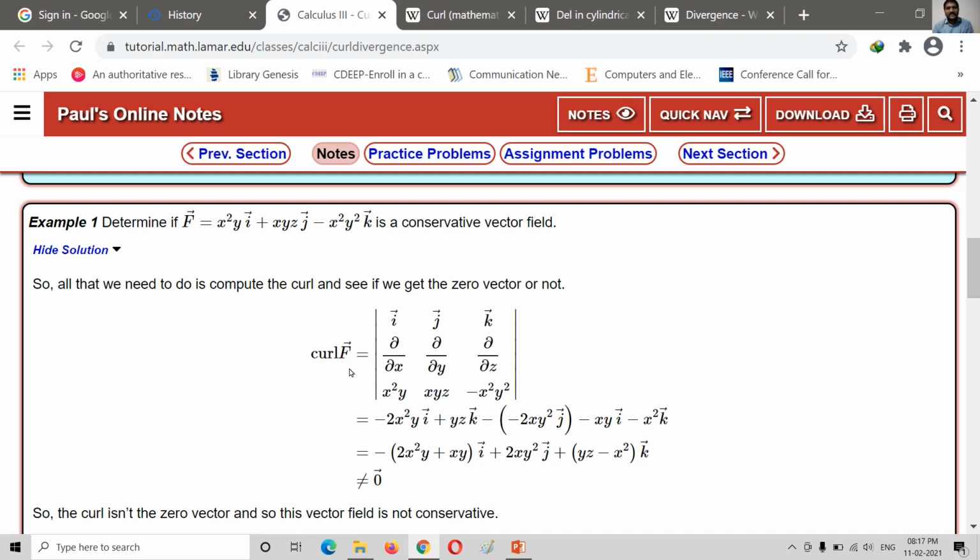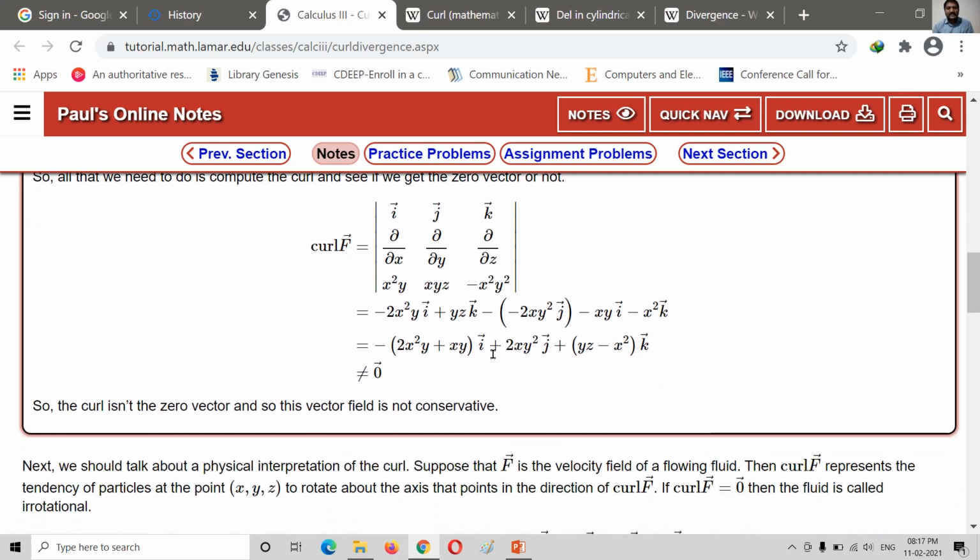So del bar cross F bar. First, try to understand the given vector in its particular coordinate system. The given vector is in the Cartesian coordinate system. Therefore, the curl of F bar equals the determinant with i bar, j bar, k bar in the first row, then the second row is del by del x, del by del y and del by del z, and F bar we put in the third row. Now simplify the things.